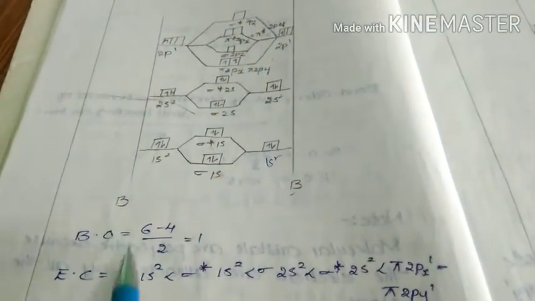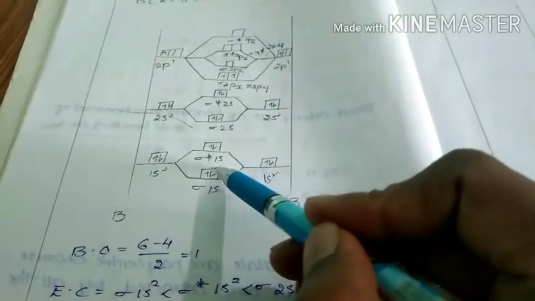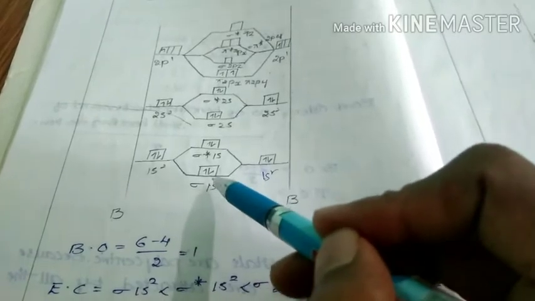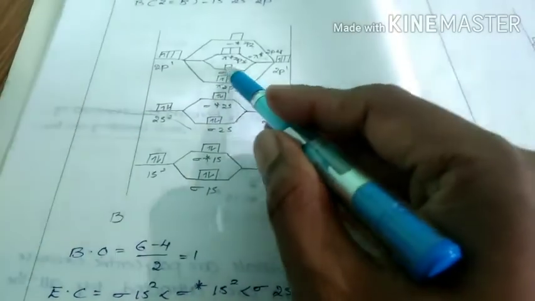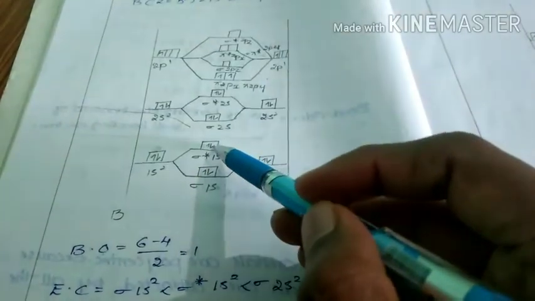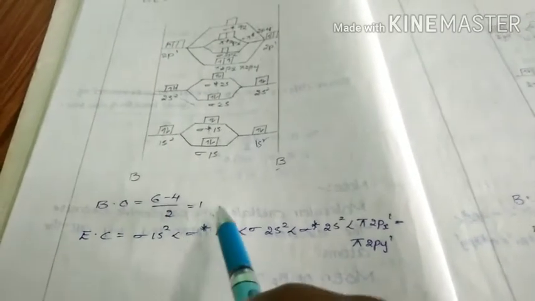Now, bond order. Bond order means what? Number of bonding electrons minus number of anti-bonding electrons, divided by 2. Bonding electrons means the orbitals which do not have stars: sigma 1s, sigma 2s. These are bonding orbitals. How many electrons? 1, 2, 3, 4, 5, 6. 6. How many anti-bonding electrons? 2, 4. Total 6 minus 4, by 2, then 1. That means bond order is 1.